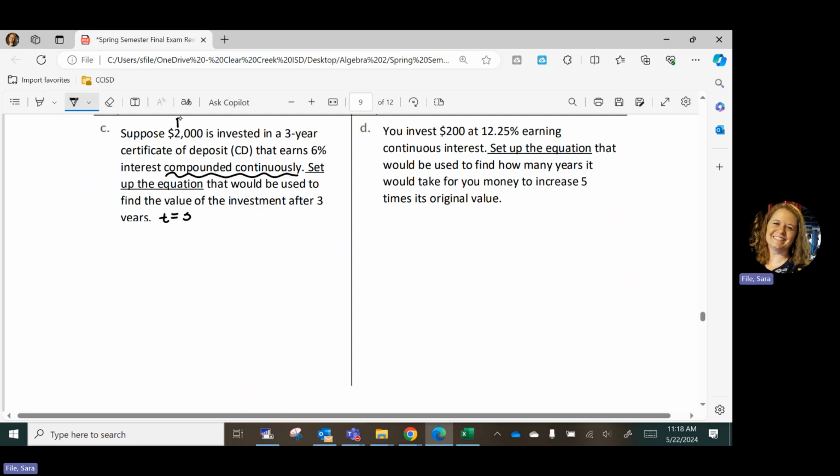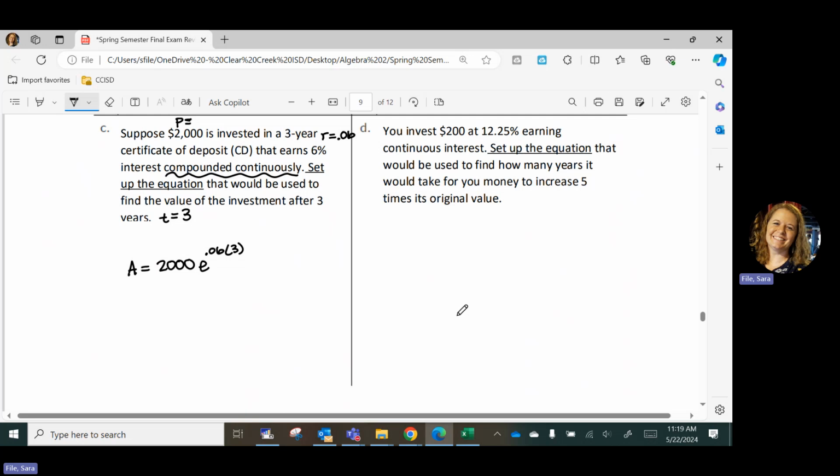The principal is the 2,000, so that's my P. 3-year certificate of deposit, so after 3 years, that's telling me the same thing. Time is 3. 6%, so R is 0.06, and it's continuously, so it's PERT. So this would be 2,000 times E to the 0.06 times 3. And that's it. That's the setup. That's all we have to do. We don't have to solve it. It should be pretty easy to solve. You just type it in Desmos. It should tell you the answer, but you don't have to do that.